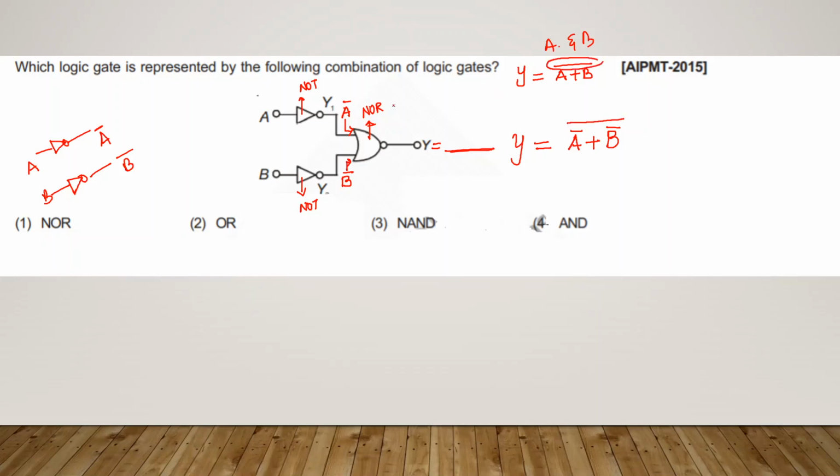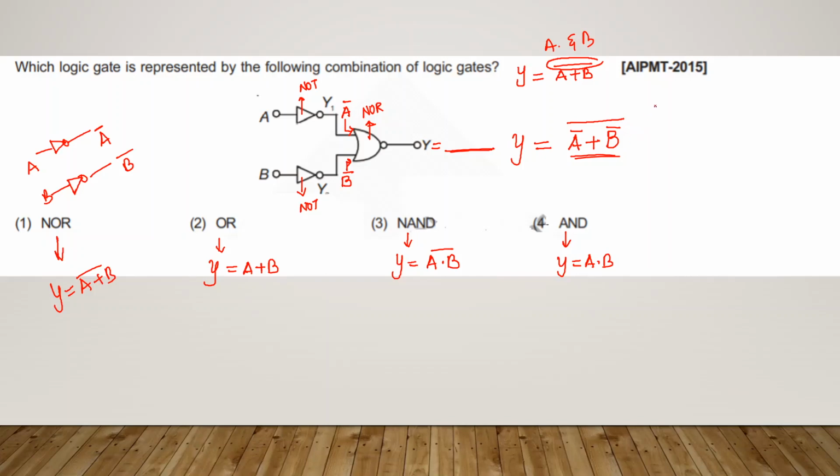A and B are the inputs, but here what are the inputs? Here A bar and B bar are the inputs. Now tell me, which logic gate does it represent? We know that for NOR gate, output should be something like this. For OR gate, I know that output should be A plus B if A, B are inputs. For NAND gate, output should be (A dot B) bar. And for AND gate, output should be A dot B. But we are getting some different output. Then what should we do?